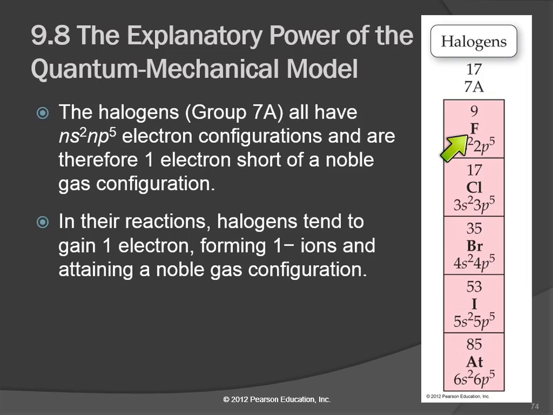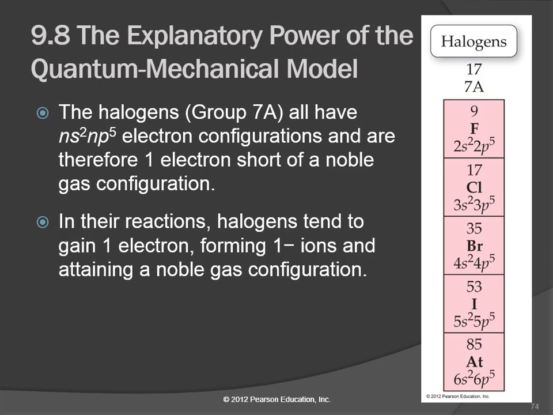But they react by gaining an electron. So here's fluorine. Fluorine has 9 electrons. Well, if it gains 1 electron, it becomes like neon. And that's what they're all trying to do. They're trying to get 8 valence electrons. The shortest way for them to get 8 valence electrons is to gain 1 electron. And so that's why all of these guys form -1 ions, because that gives them that stable configuration.